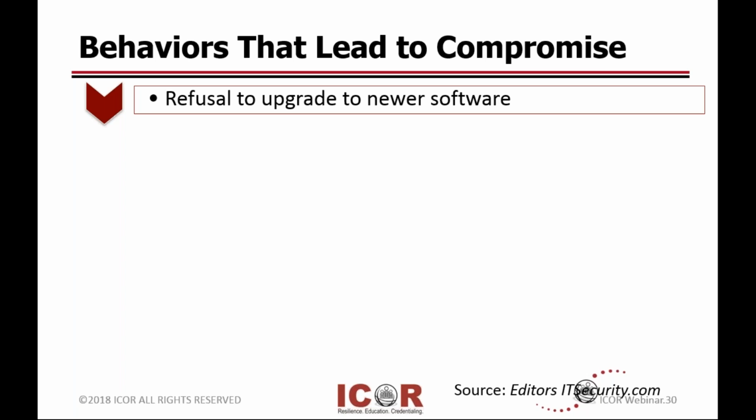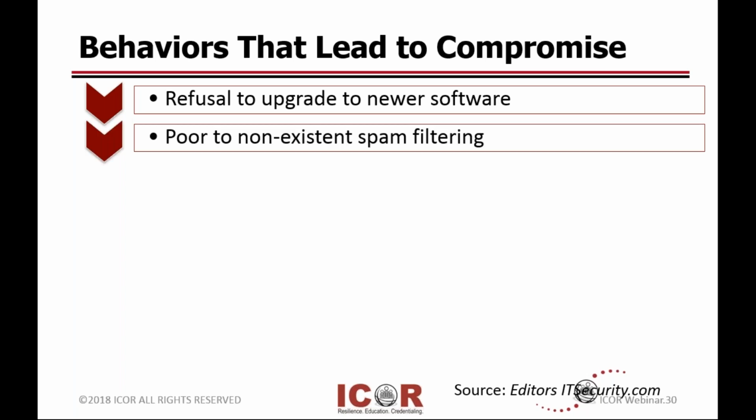Vulnerabilities are commonly exploited for lots of reasons. And the second reason is poor to non-existent spam filtering. And here's where we get into the challenge of, if you're filtering your spam, you're then not actually getting the emails that you want. So it's that balance of trying to make sure that your email systems are secure, but you're still receiving emails.